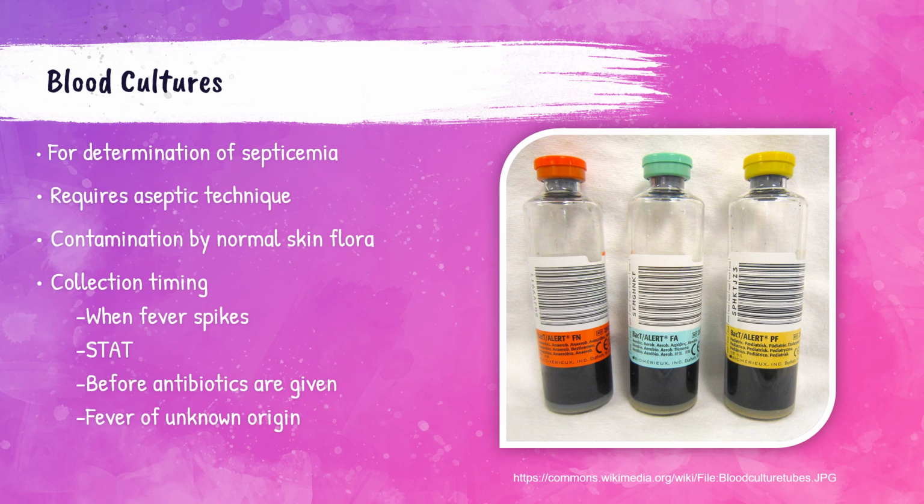Blood cultures may be ordered when a patient has a fever of unknown cause or when their fever spikes. Blood culture orders are stat, meaning they must be collected immediately. They also must be collected before the patient is given any antibiotics, because this can cause a false negative, because antibiotics kill bacteria. The picture on the right-hand side of the slide shows an example of what these blood culture vials may look like.